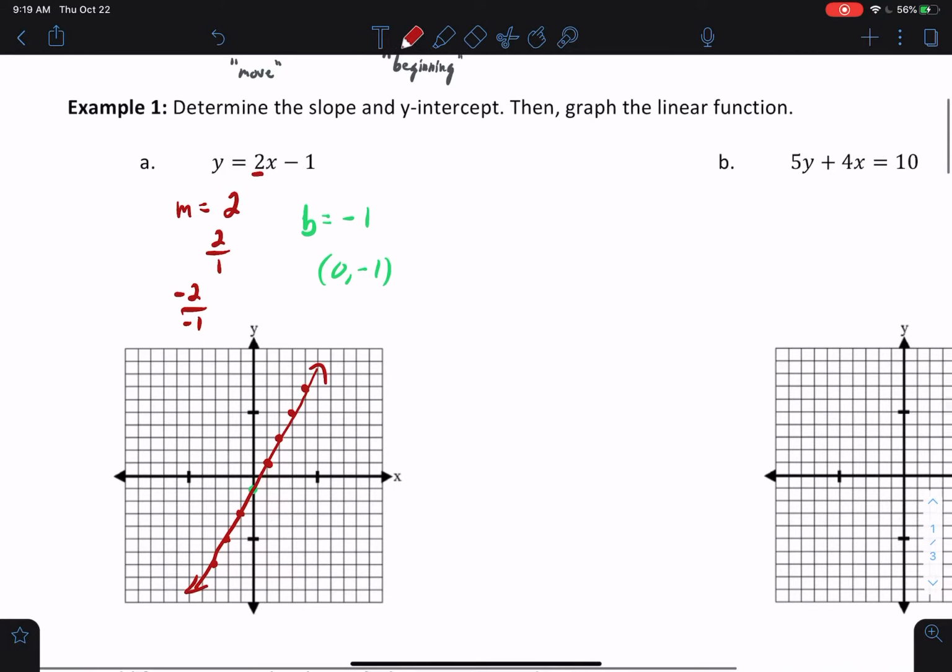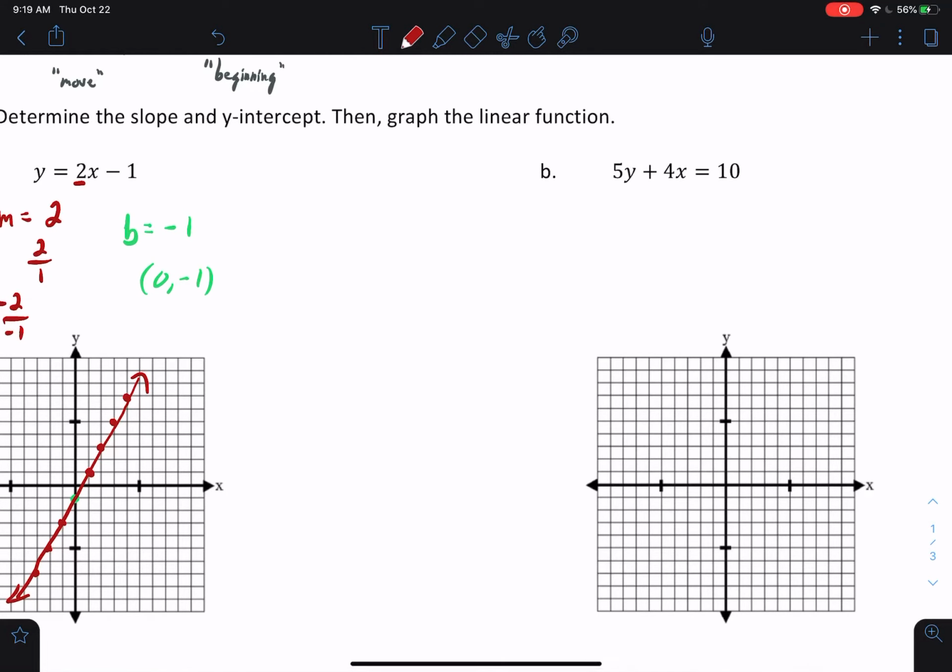All right, what about in part B? We get 5y plus 4x equals 10. Well, this isn't ready to be in slope-intercept form. Slope-intercept form is y equals mx plus b. So what do we have to do? Well, we need to solve this equation for y. So this is a literal equation where we need to get the y by itself.